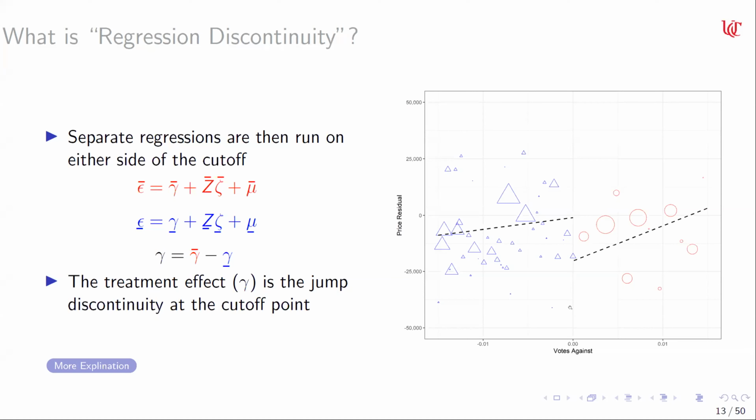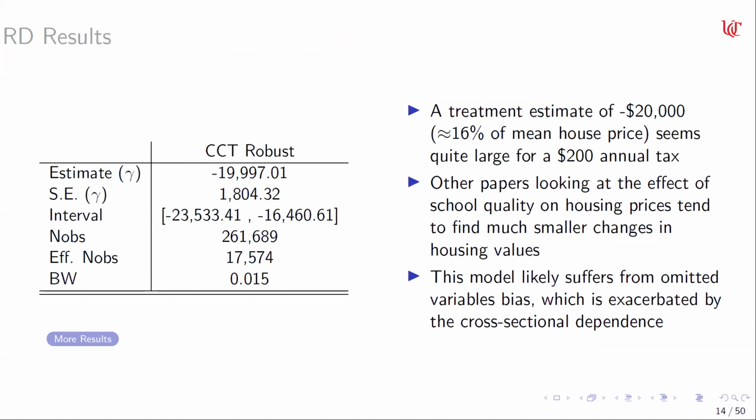So here's a picture inside the bandwidth. We have these houses are untreated and these homes are treated. And instead of price, we have the residual from the previous regression. And all we're going to do here is measure this jump discontinuity. So this jump in this regression down to this regression right here is going to be our treatment effect. So running that simple regression right there gives us a treatment effect of almost $20,000, or about 16% of the mean house price, which seems extremely large, especially for a $200 tax.